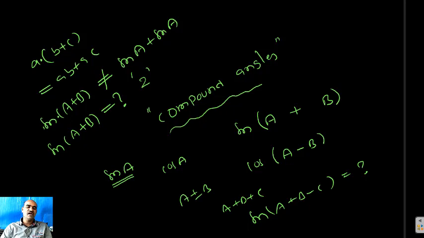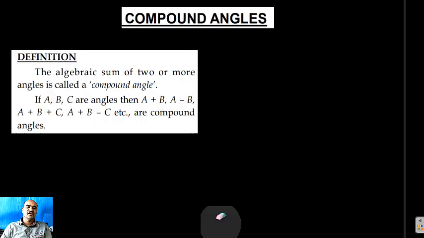So today I will explain how to expand sine of A plus B, or how to find the formula of sine of A plus B, cos of A plus B, tan of A plus B, cot of A plus B, sine of A plus B plus C, like that. Okay, so our present topic is compound angles. Listen students, the algebraic sum of two or more angles is called compound angles. This is the definition.